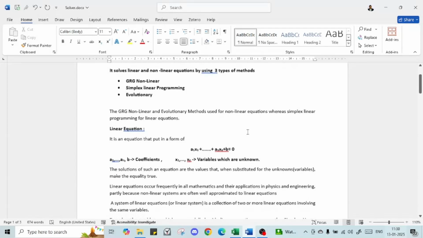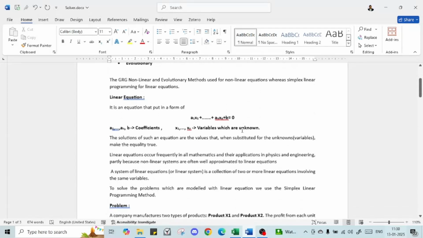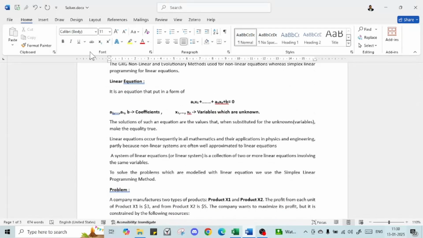Okay. Like we said about linear equations and nonlinear equations, let's go and understand linear equations. It is an equation put in the form of a1x1 plus a2x2 plus so on plus anxn plus b equals 0, where a1 to an and b are known as coefficients, and x1 to xn are known as variables, which are unknown. Now, for any equation in this form, what are the features we have?